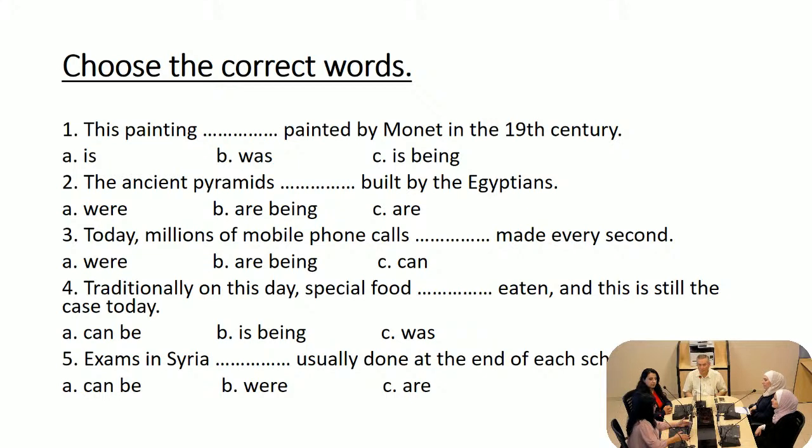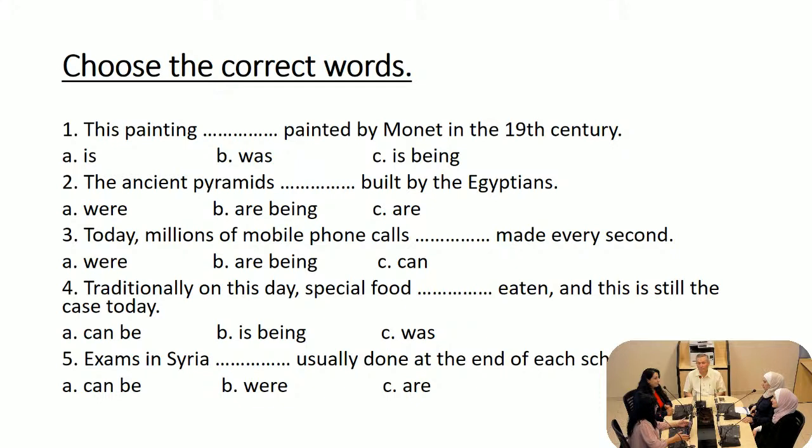Number 3. Today, millions of mobile phone calls made every second. We have were, are being, and can. Now, today indicates present continuous, and of course, we have to choose are being.